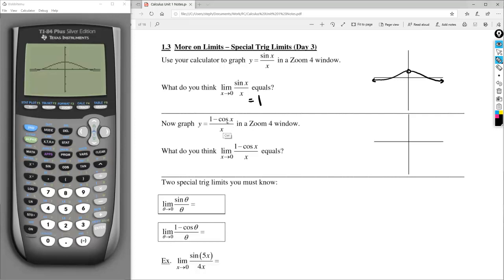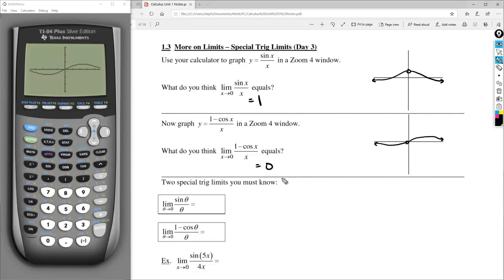Now, similarly, if I look at 1 minus cosine of x in a Zoom 4 window, so I've gone ahead and typed that in already. And if you didn't know in your calculator, if you unselect and select these graphs, it will choose to graph them or not. So if I look at my 1 minus cosine of x over x graph, again, if I plug in 0 for x, I'll get 0 over 0. So here, if I look at my graph, I see that I approach 0. Right, so this looks much more like a wave than my other one, but it looks like my limit will approach 0.